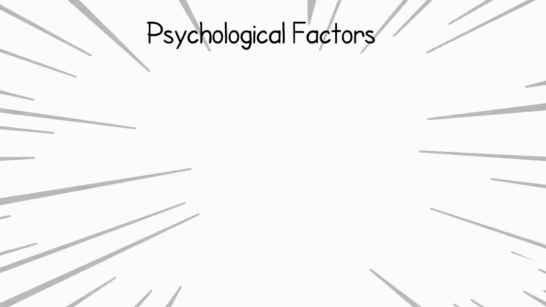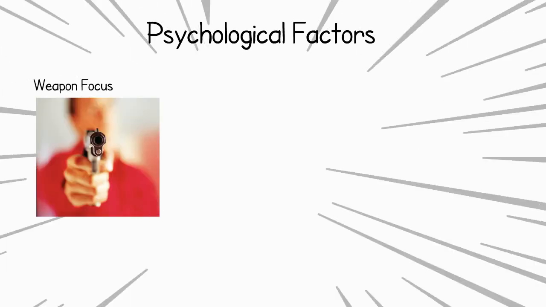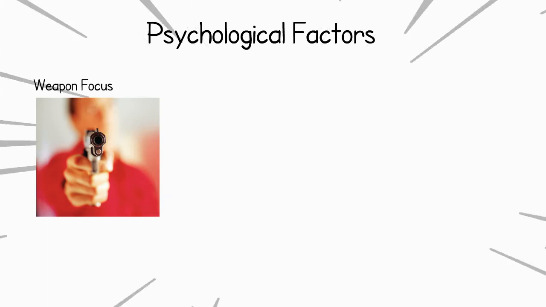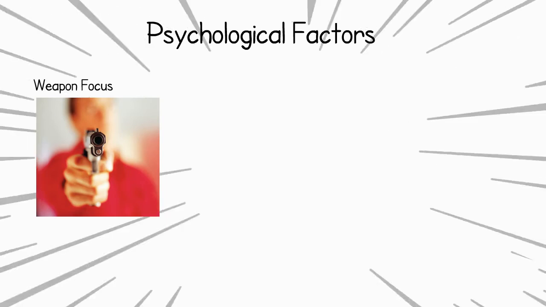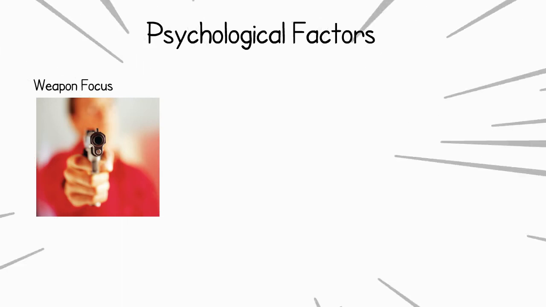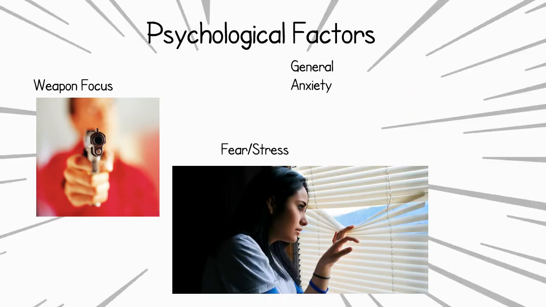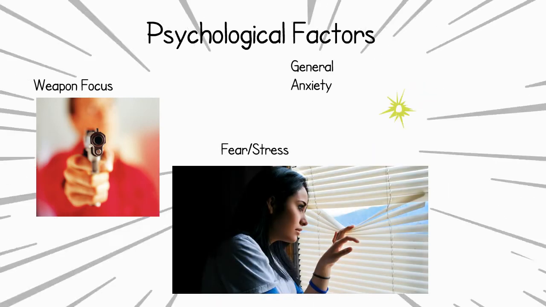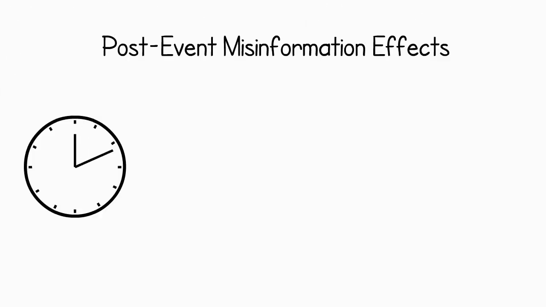Psychological factors play a large role in eyewitness testimony. Weapon focus is when the person only sees the weapon, so the surrounding faces, people, and events become out of focus and are thus forgotten. Fear and stress, as well as general anxiety, also play a role in how people remember and interpret their memories of an event. The more time goes by before asking a witness to recall an event, the higher the chance of it being corrupted by post-event misinformation effects.